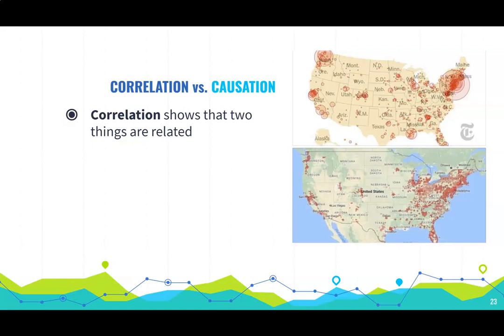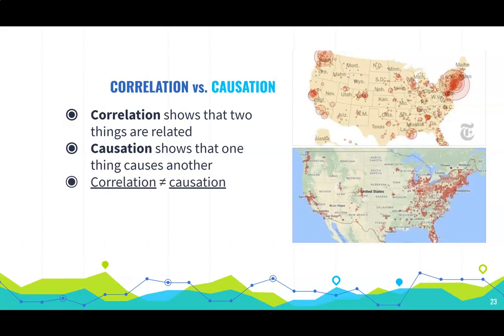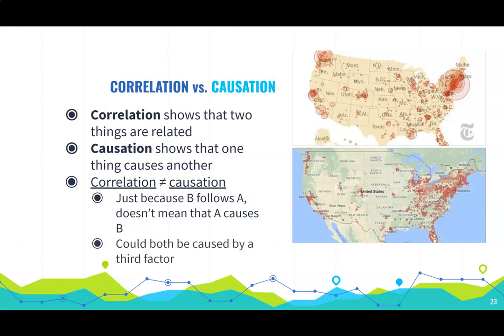When we say correlation, we mean showing that two things are related. Causation is showing that one thing causes another. Okay? And they are not the same. That's really important. Just because two things are related doesn't mean that one causes the other. When we talk about this in math terms, we say that just because B follows A doesn't mean that A causes B. They could both be caused by a third factor, right?